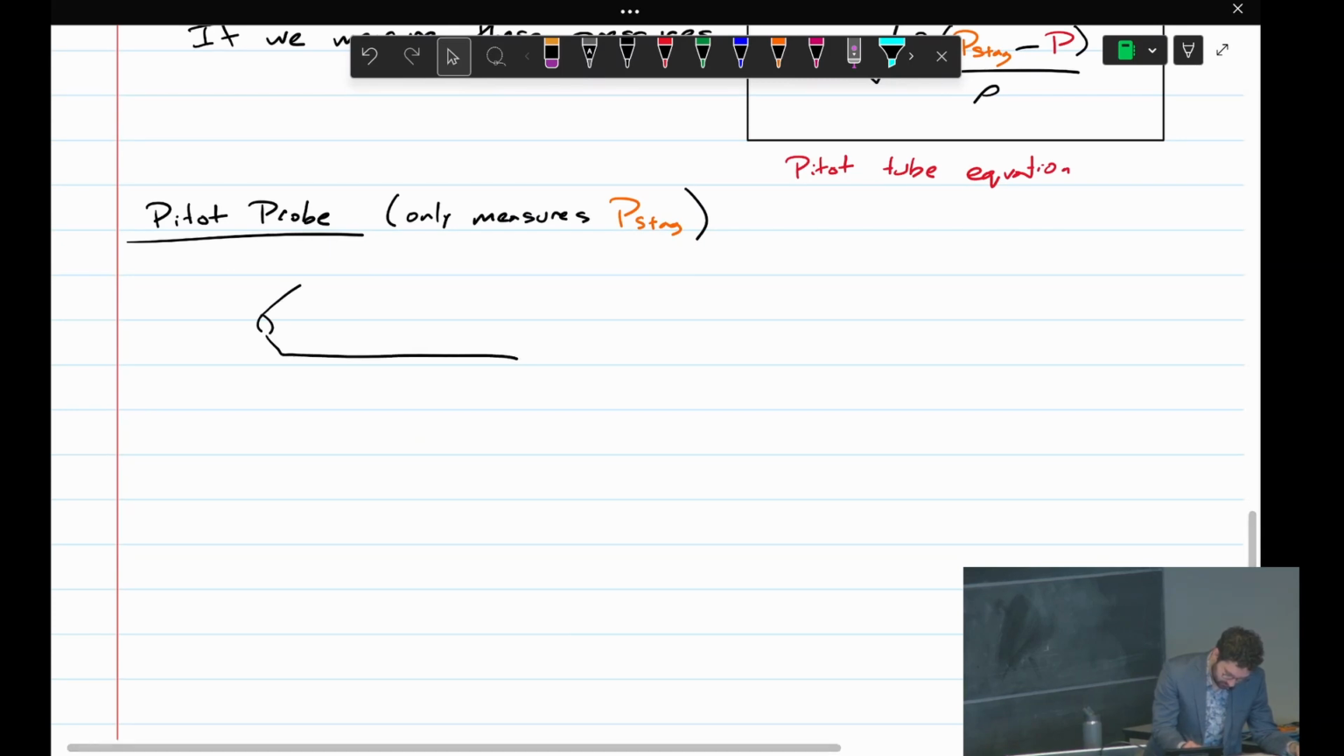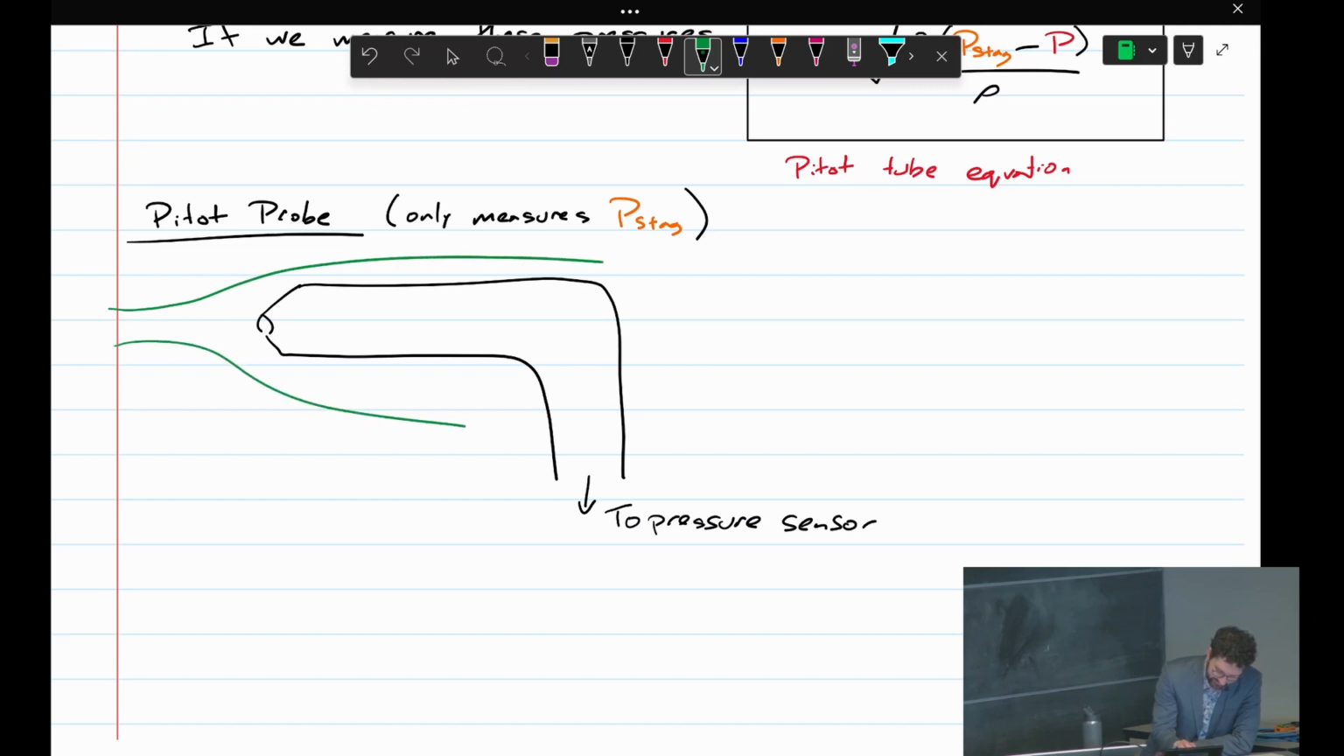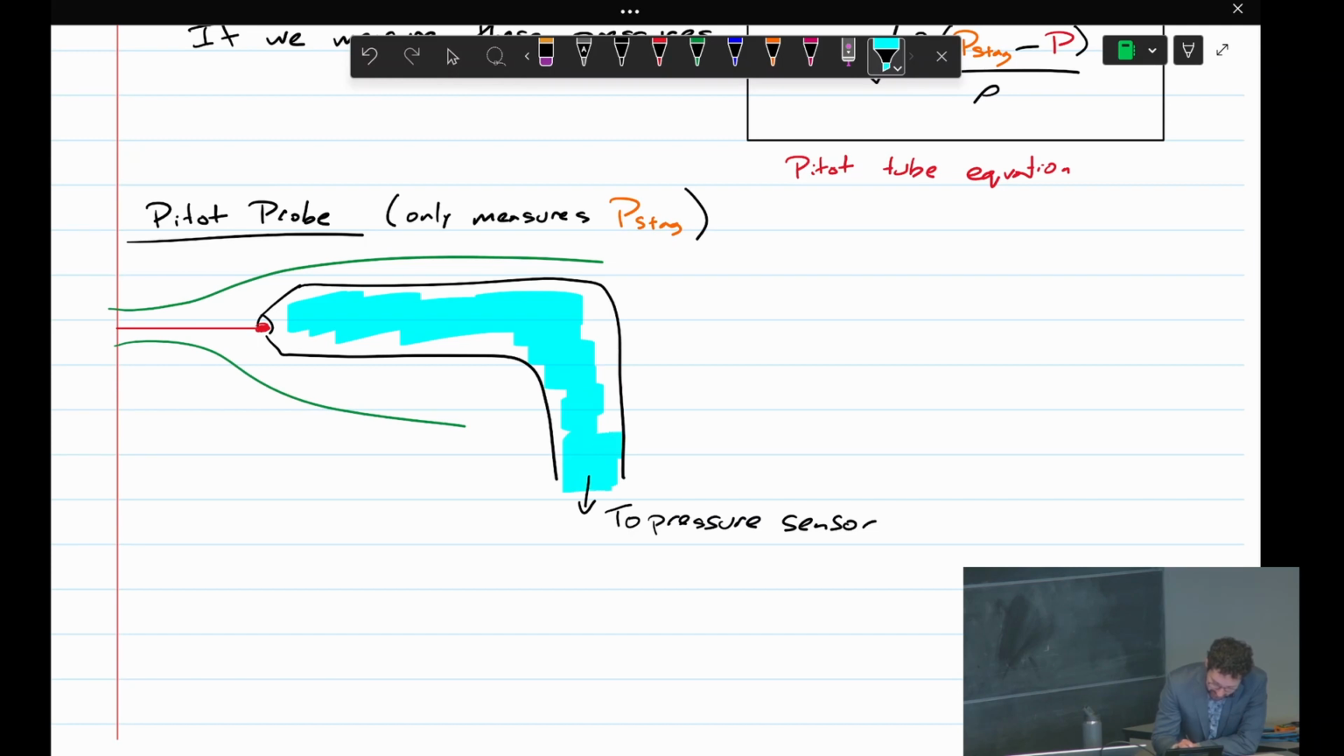It's nothing more complicated than just a tube that you stick in the flow, and you connect a pressure sensor to the end of this tube. So the flow comes in here. I'm going to keep the same coloring as we did above. The flow will go around this tube, and there's a stagnation streamline that comes in here and stops here. So the interior of this tube is all stagnated. There's no flow in this tube.